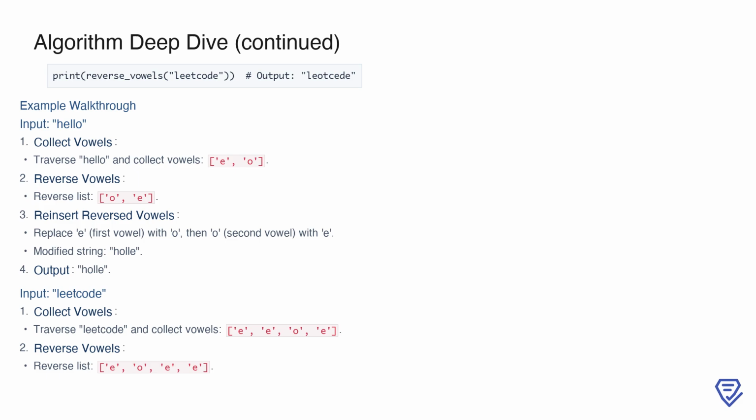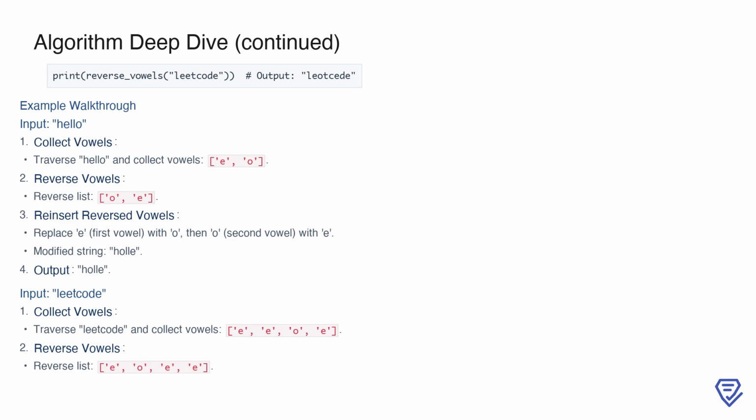First, we collect all the vowels in the string. As we traverse LeetCode, we identify the vowels E, O, and E, which are collected into a list. Next, we reverse this list, resulting in E, O, E. The next step is to reinsert these reversed vowels back into their original positions. Starting with the first vowel position, we replace the original vowel with the first vowel from the reversed list, then move to the next vowel position and repeat the process. For the string LeetCode, this results in the modified string LeetSeed.